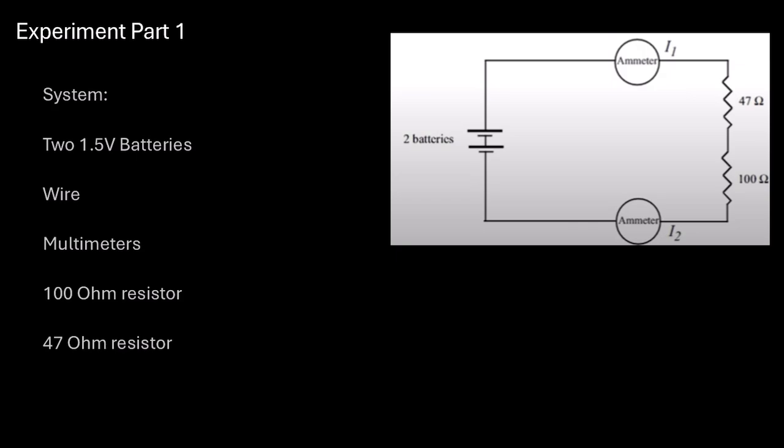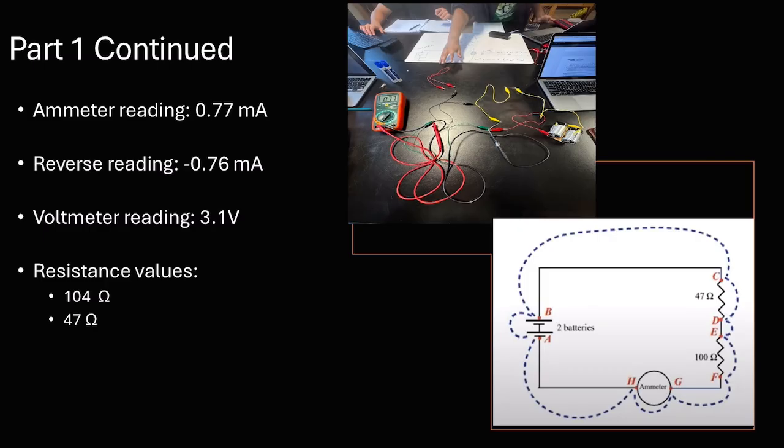Part 1 of this experiment related to measuring different values of current and voltage in a series consisting of two resistors, one at 47 ohms and one at 100 ohms. In this part of the experiment, the system can be identified as two 1.5 volt batteries totaling to 3 volts, a wire, multimeter, a 100 ohm resistor, and a 47 ohm resistor.